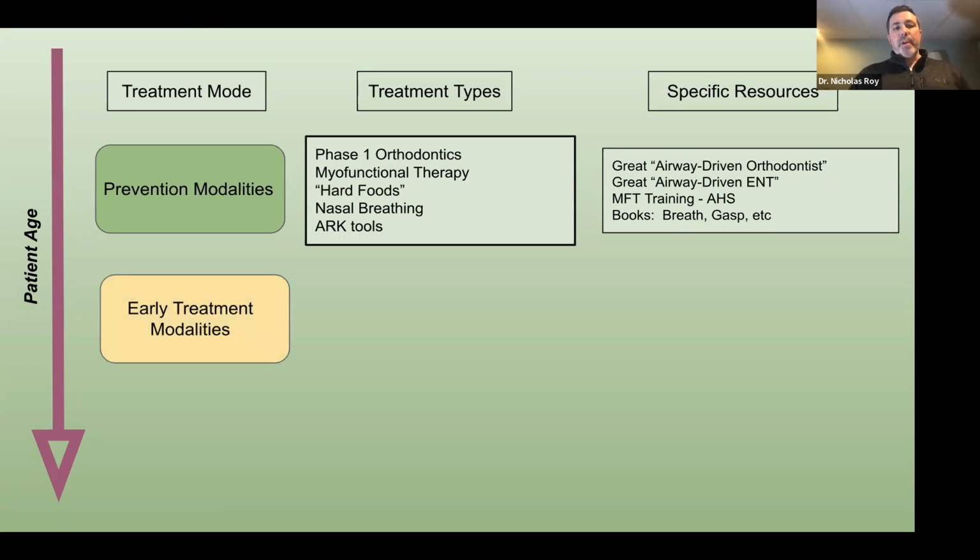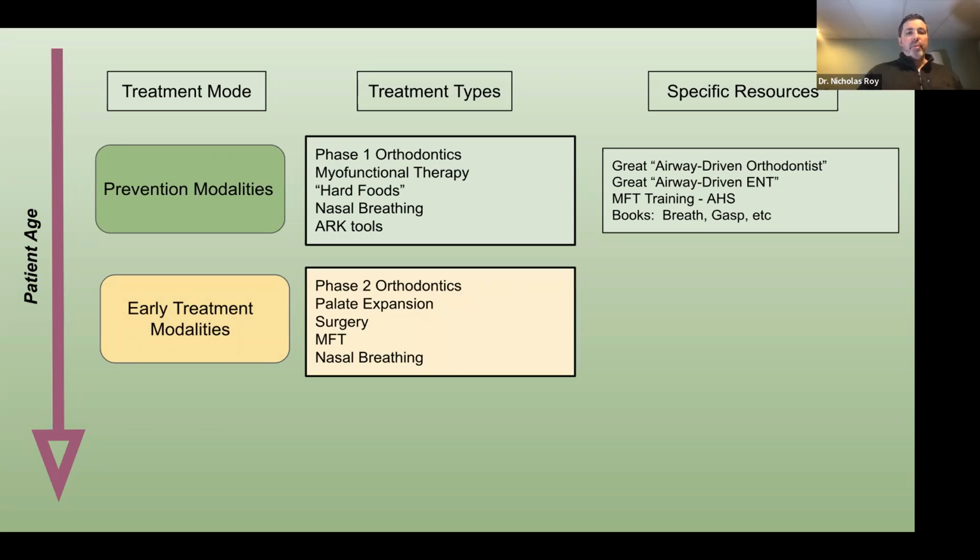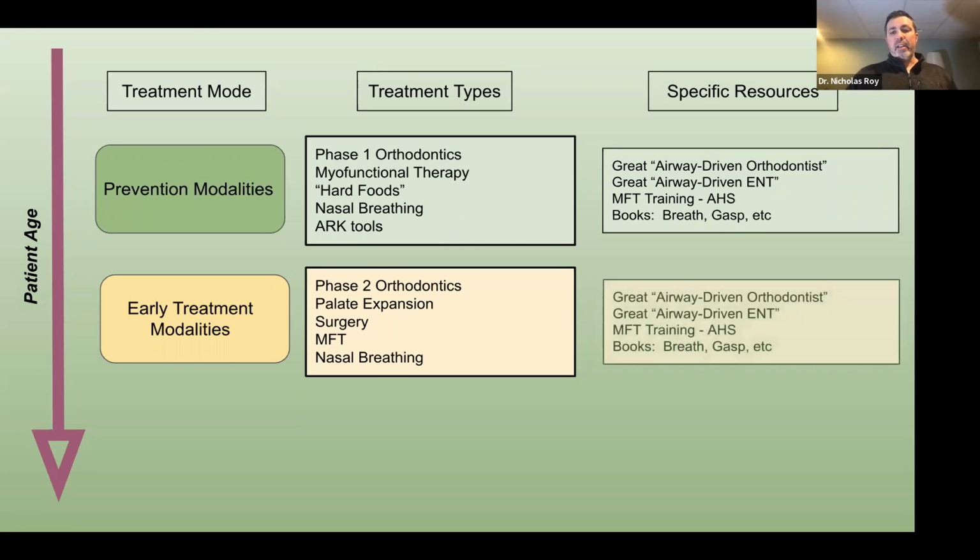Well, maybe we missed the boat. The child is now 11 or 12, and now we have to adopt treatment modalities. Ortho, a crowded patient that is 12 or 13, is a treatment. That's not a prevention. The reason they're crowded is because their head and neck didn't develop. So we can do phase 2 orthodontics, palate expansion, surgery, myofunctional therapy, and nasal breathing. And again, there are some tools that we can employ to do that.